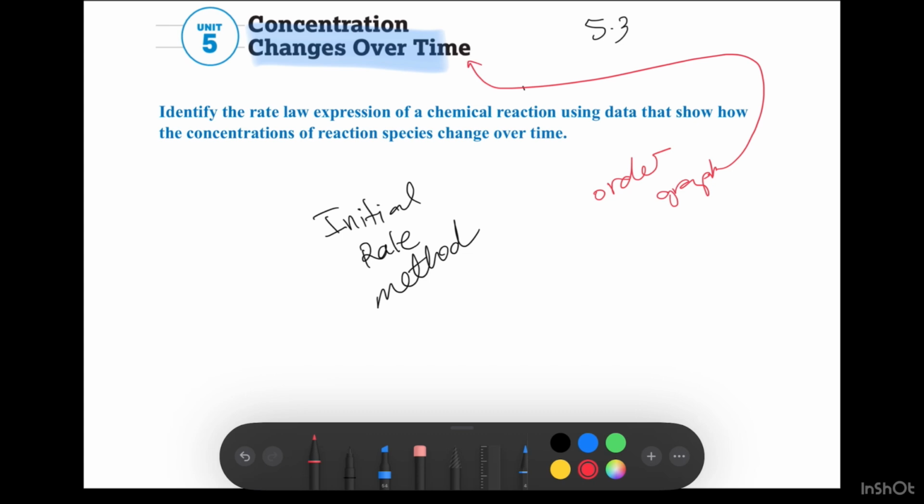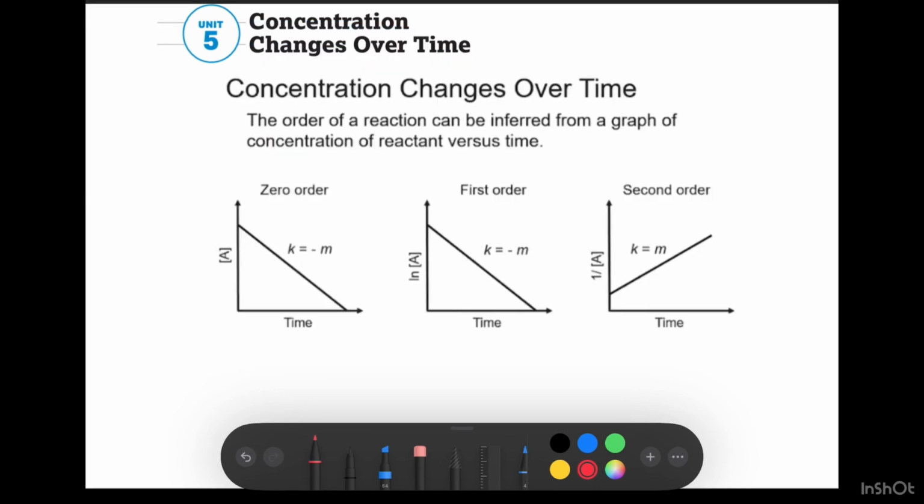In section 5.2, we covered the method of initial rates, and from this method, we determined the order of reactions based on the initial concentrations. So how can I determine the order of reactions in terms of graphs, and how can I determine something called the half-life time? All right.